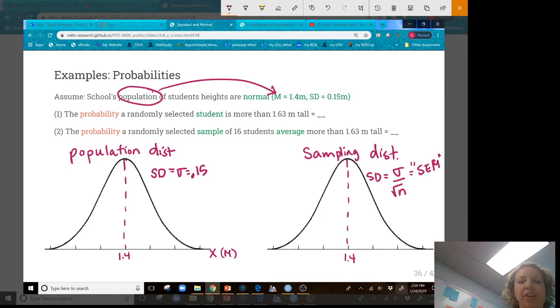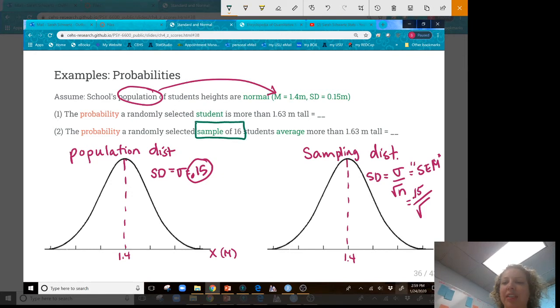So if over here in the population our spread is 0.15, here our spread is 0.15 divided by the square root of the sample size. We've got to have a sample size if we're doing a sampling distribution. And we do. This one says a sample of 16. When it says a sample, you need to do a sampling distribution.